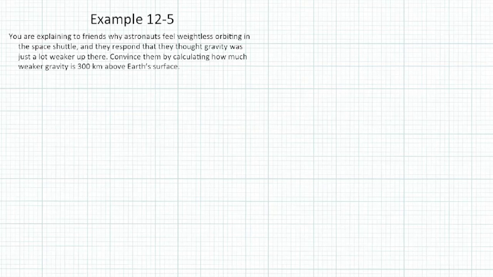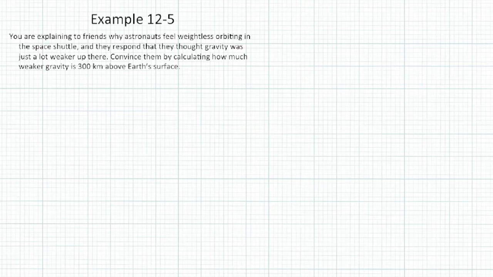Example 12.5, we're looking at gravity as it pertains to the distance above or below the surface of a planet. That is the radius that we are away from that planet's point mass.